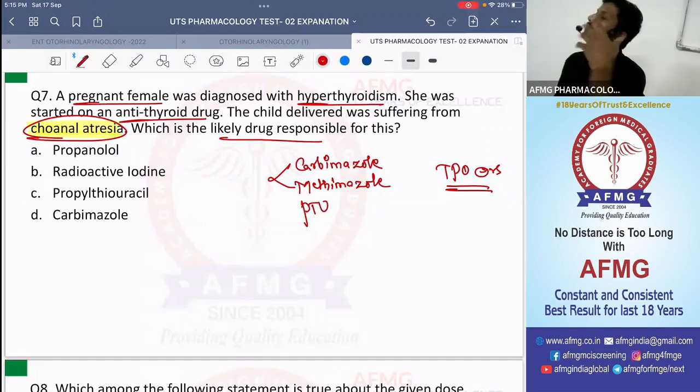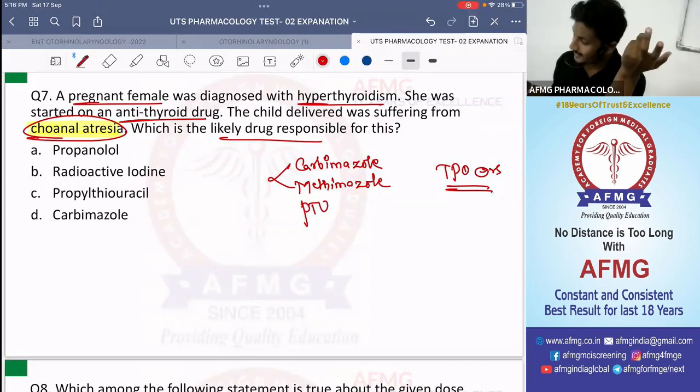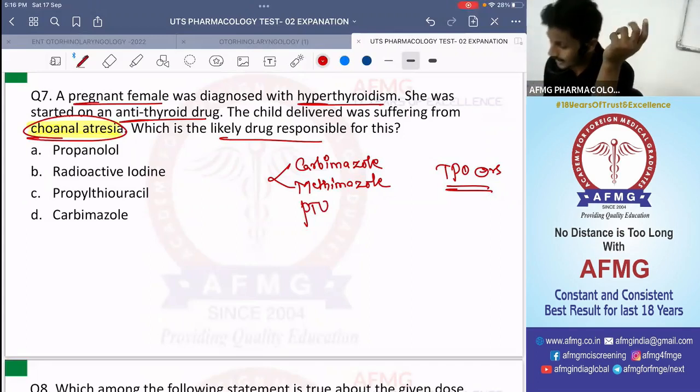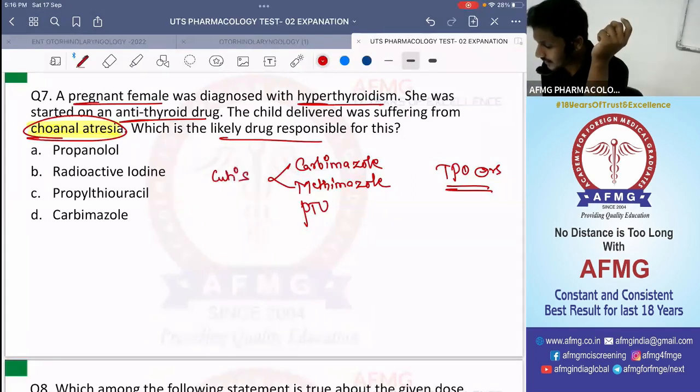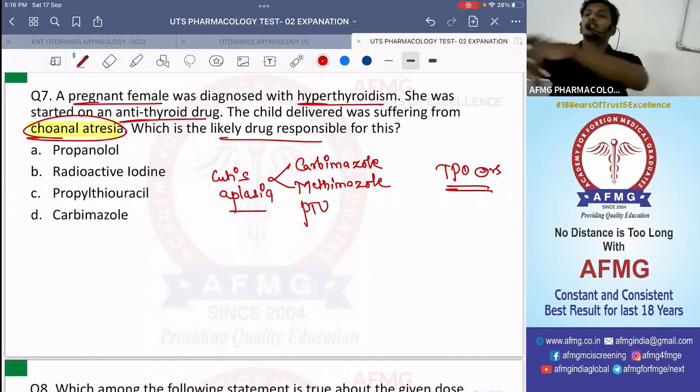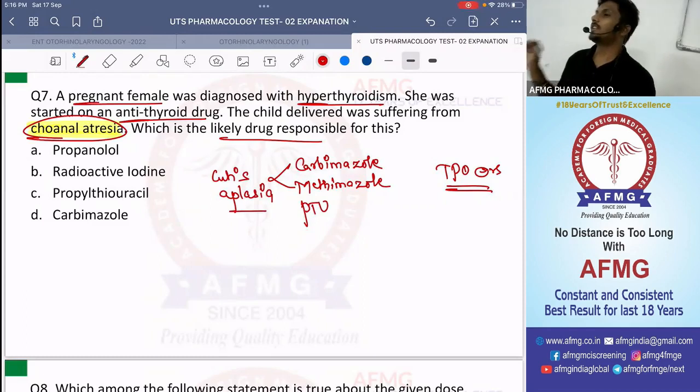As you discussed in ENT, you know choanal atresia. The child will be born blue and turn pink on crying. Along with choanal atresia, another side effect which can be associated is cutis aplasia, that is, the skin of this child will not be properly formed. So if they mention cutis aplasia, the first question that has come was about cutis aplasia.